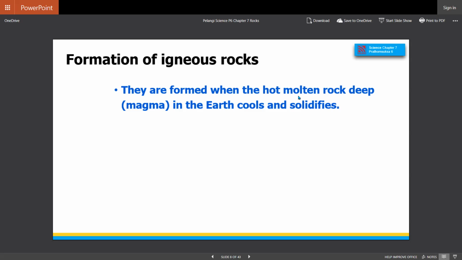So the moment this magma is moving and comes out of a volcano to the surface of the Earth, it is now called lava. Okay, so I hope you can remember the three names: from magma to molten to lava. Okay, it's the same thing, but it depends on where it is located.